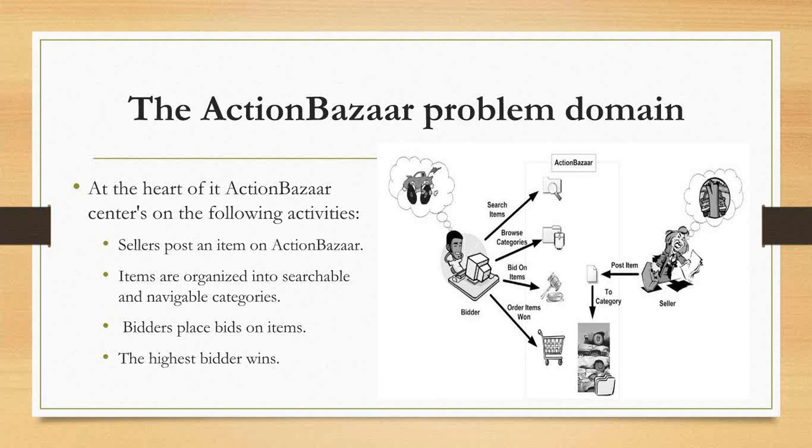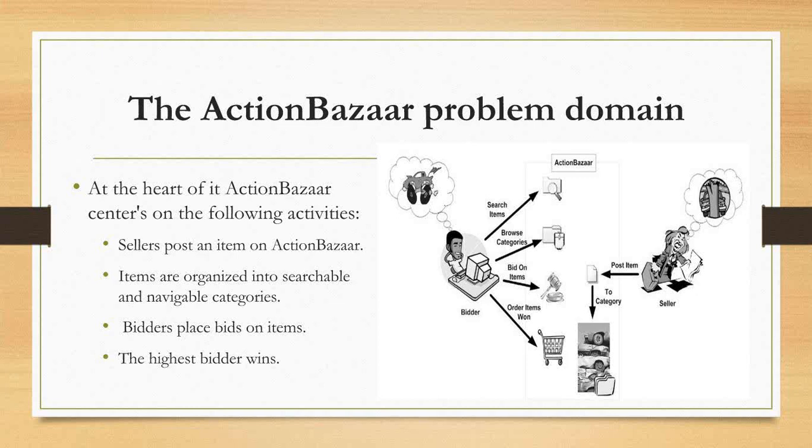A bill will be generated for that bidder, and the highest bidder is supposed to make the payment for that bill. Once the bidder makes the payment, this item will be delivered to this bidder. So this is what happens in this Action Bazaar.